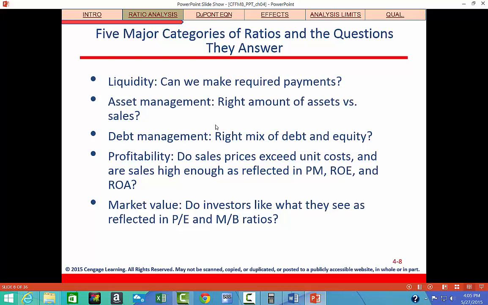Asset management means, does the company have the right amount of assets compared to its level of sales? And debt management means, do they have too much debt or do they have too little debt? And then they also could look at, is the equity at the right level? And then profitability is pretty obvious. Are they making any kind of profit? And we look at that in terms of the profit margin, return on equity, and return on assets.